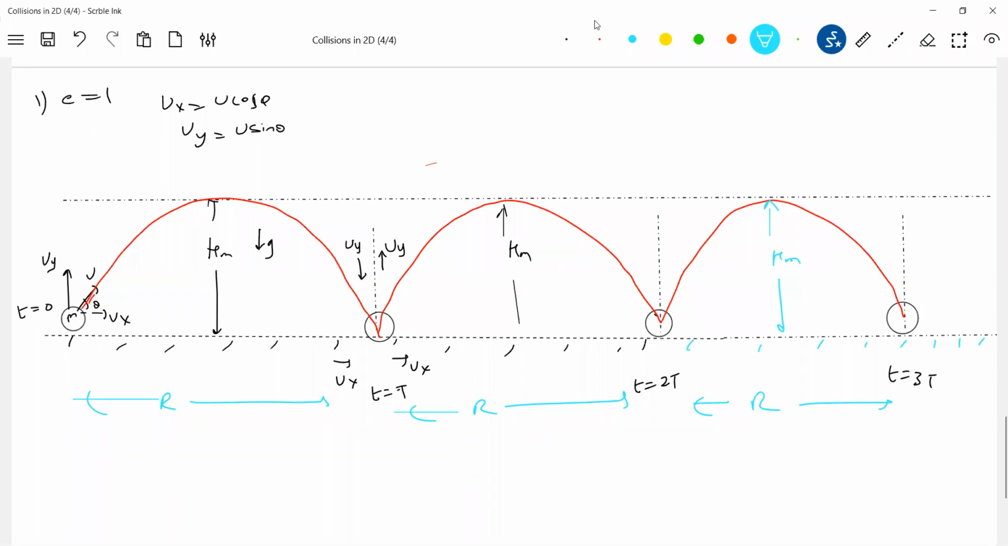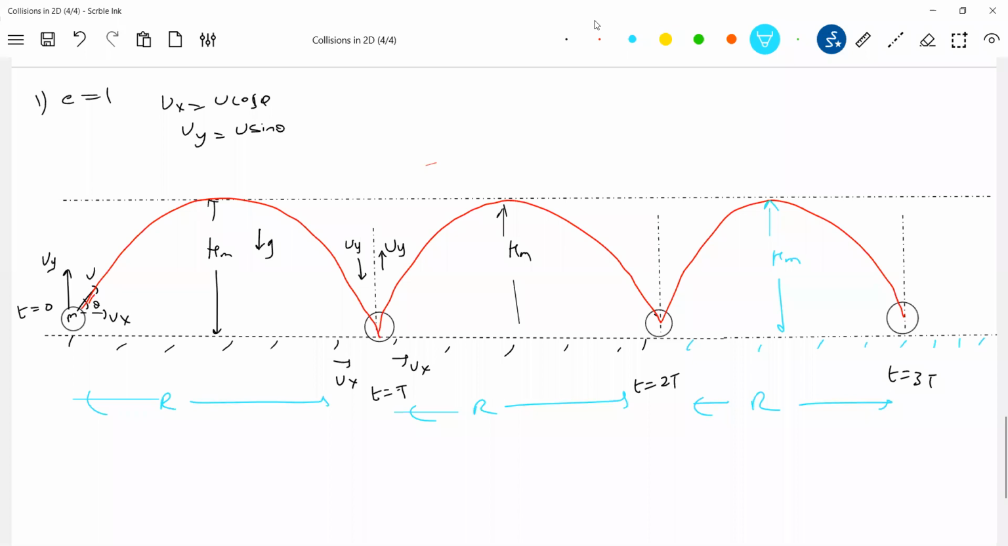Above, there is no wall. I'm just taking a reference line, that one. So the maximum height ascended will be the same, the range will be the same, the time of flight will be the same, the angle of incidence and the angle of rebound, everything will be the same. And this will continue. So this is for elastic collision. Now let me bring in inelastic collision.